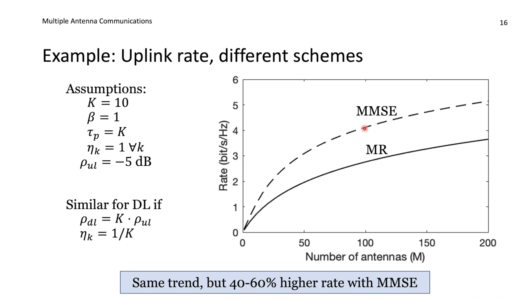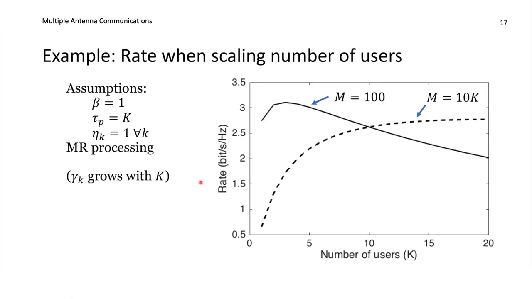We will now move on and consider the uplink in a case where we are changing the number of users. We still have beta equal to 1, tau_p equal to K, and every user is transmitting with full power. And we consider maximum ratio processing. Here we are showing the rate per user as we vary the number of users from 1 up to 20, and we consider two different cases. One of them is where the number of antennas is fixed to be 100. The other case is when we have 10 times more antennas than users. So these are two different curves here.